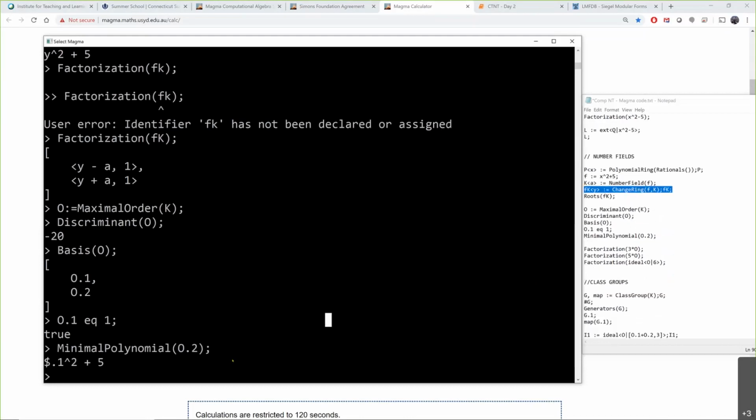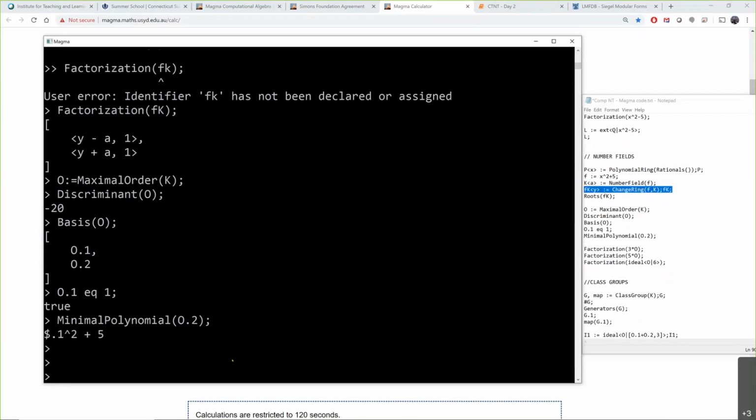Something that you might want to do is factor ideals. If you start a course in algebraic number theory, well, in number theory, we like factoring natural numbers into primes of the integers. In algebraic number theory, once we have a ring of integers, when I have an ideal, I would like to factor it into prime ideals. So I can do that by doing a factorization of 3 times O. That is the principal ideal generated by 3.